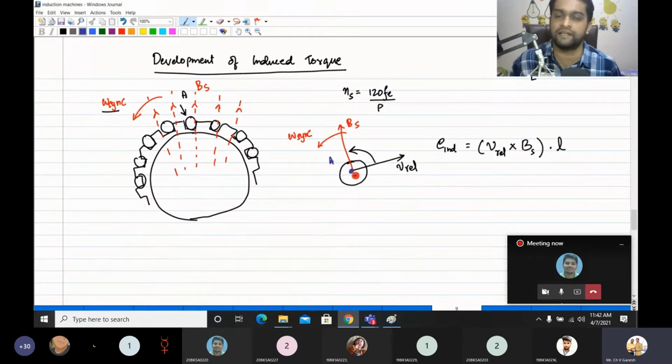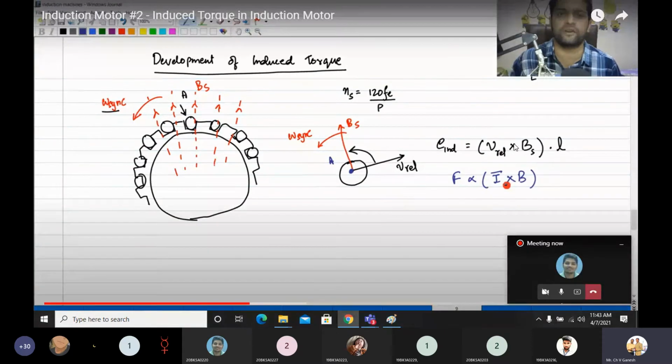Now look, you are having a current in the conductor in a magnetic field. When you are having a current in a magnetic field, you will have a force, right? And that force is called the Lorentz force. That force direction is proportional to I cross B. Your force will be developed between the stator field, which is nothing but B, and the rotor current, which is nothing but I. I cross B. These are basic fundamentals of any machine.